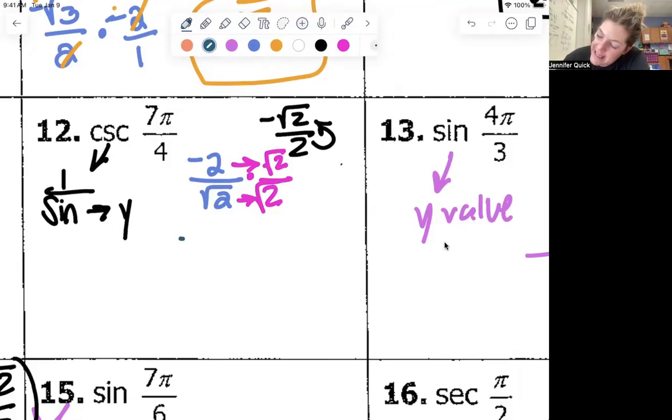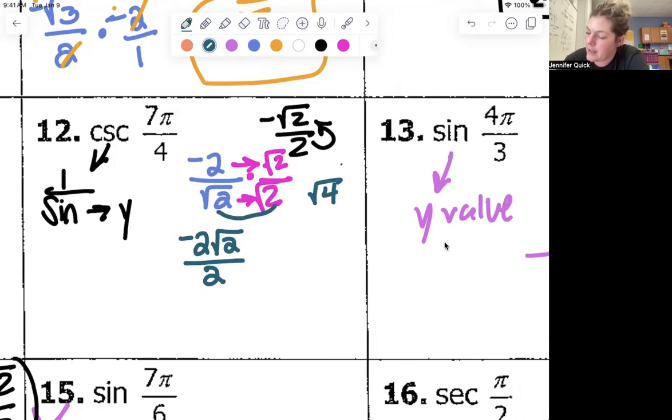Okay, cool. So negative 2 square root 2 over 2, right? Because this right here is the square root of 4, and that goes down to 2. Then I can simplify the fraction, which is 1. Those go away, and I'm left with negative square root 2.